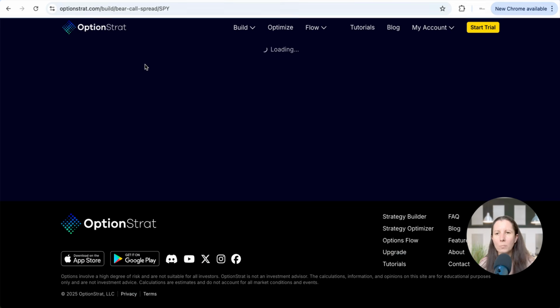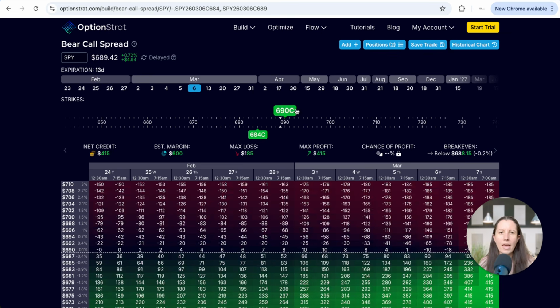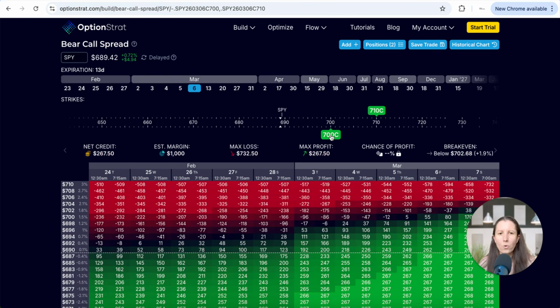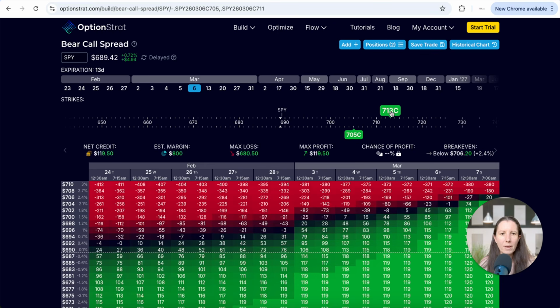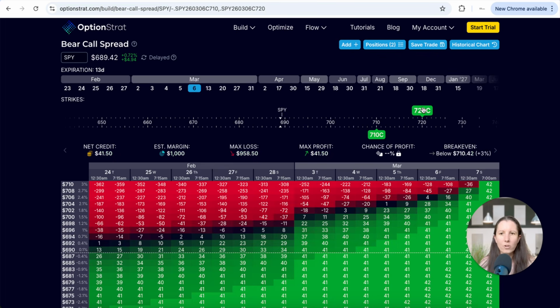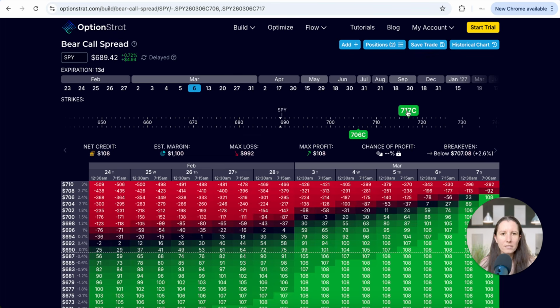So a bear call spread, going out to the 6th of March, and I go as high as I can for around about a $100 credit. No, that's too low. 706, 716. That looks good. I also like to choose these random numbers rather than whole numbers.